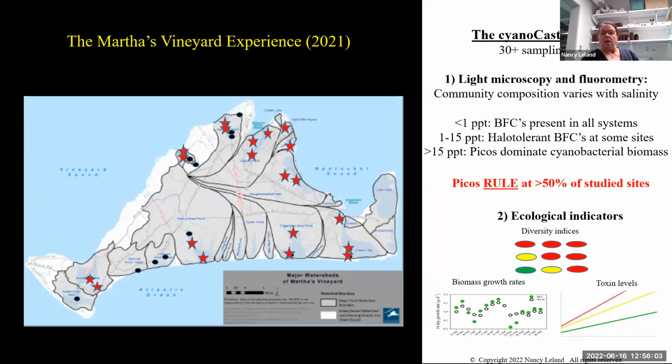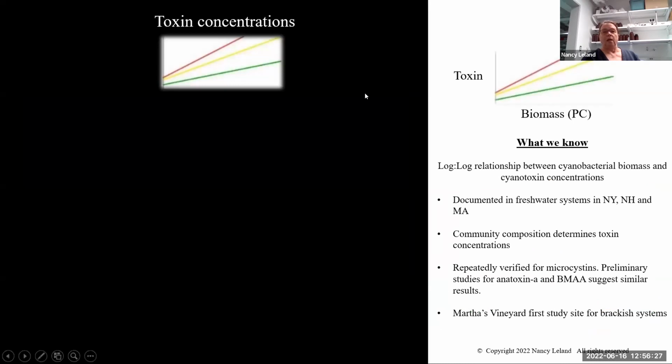Also, for our ecological indicators, one of the things that we worked on in great detail is what was going on with our toxin concentrations. So we actually did work with 3 different cyanotoxins for analysis: the microcystins, the anatoxin A, and the BMAA. So let's talk about the toxin concentrations a little bit.